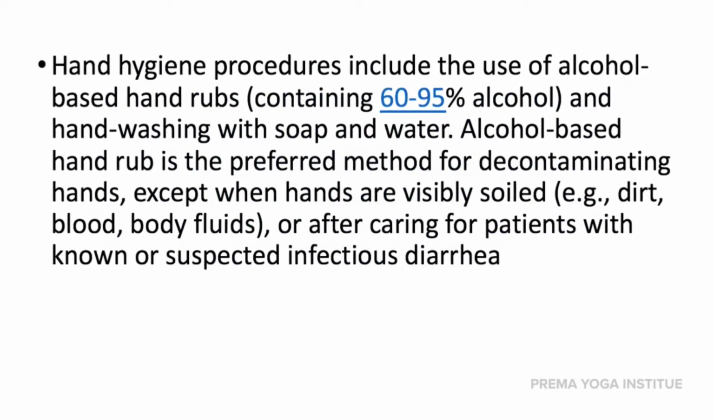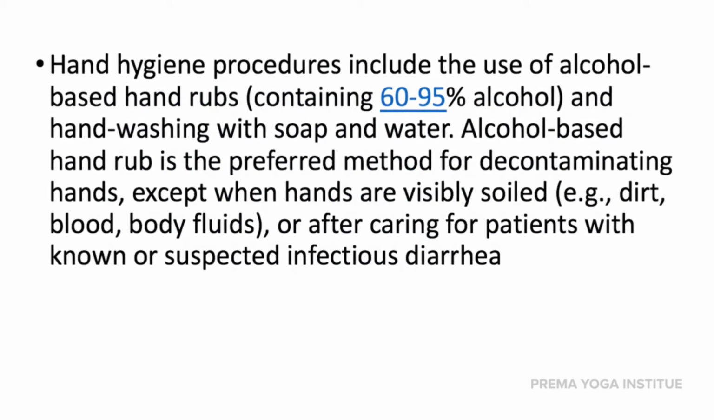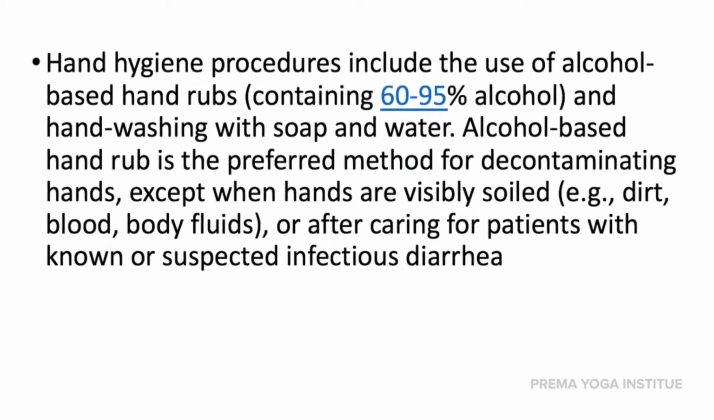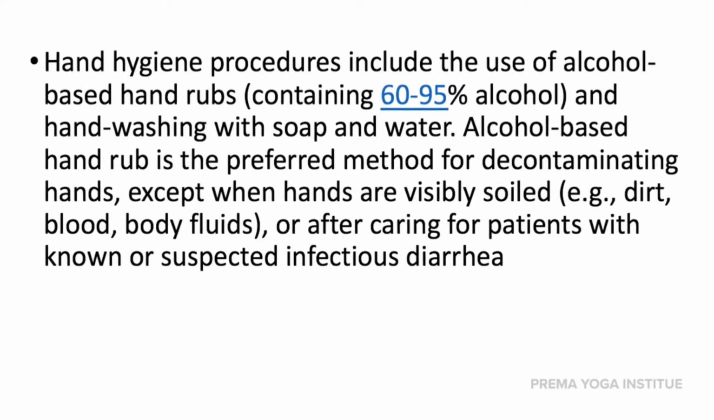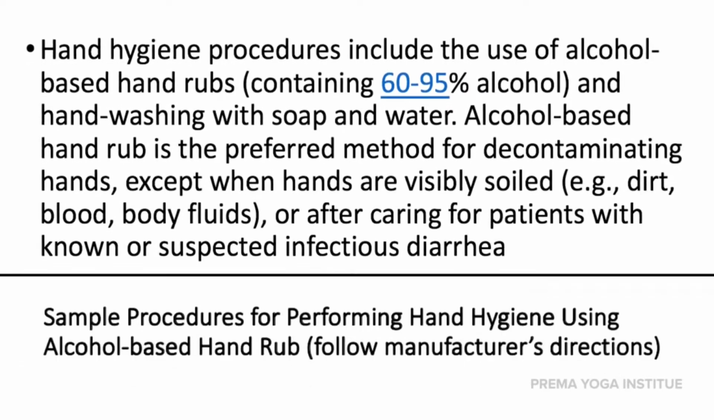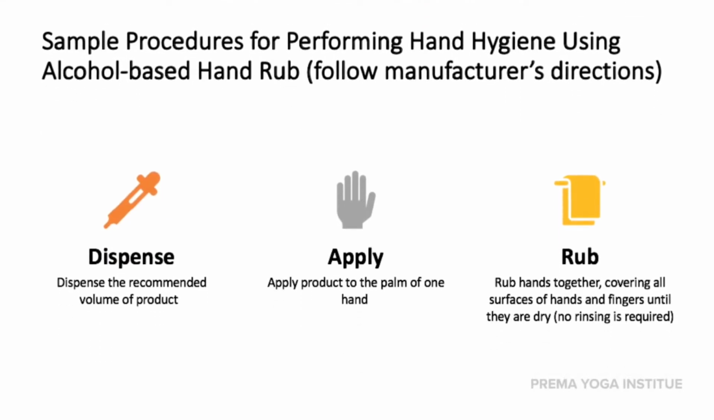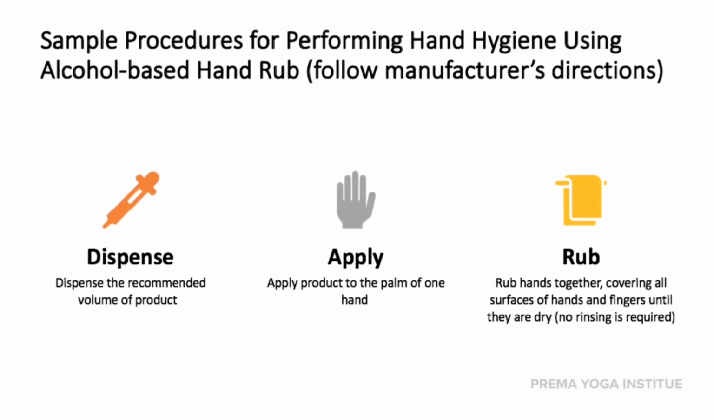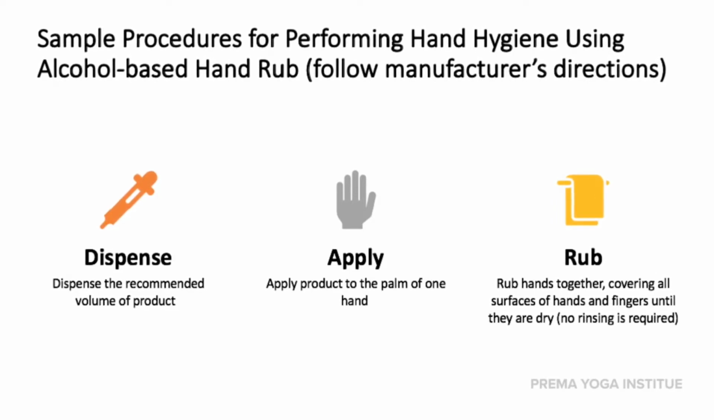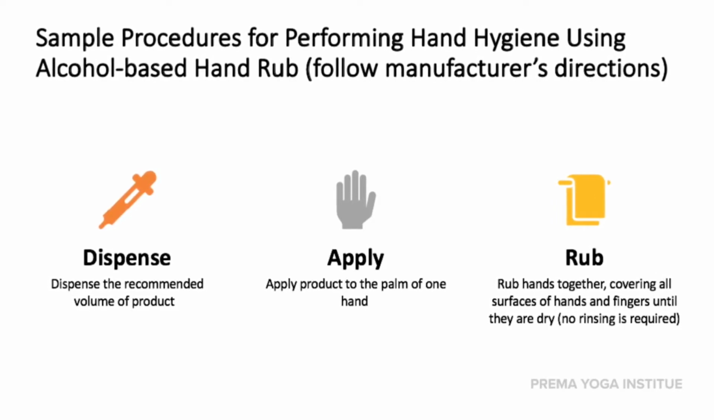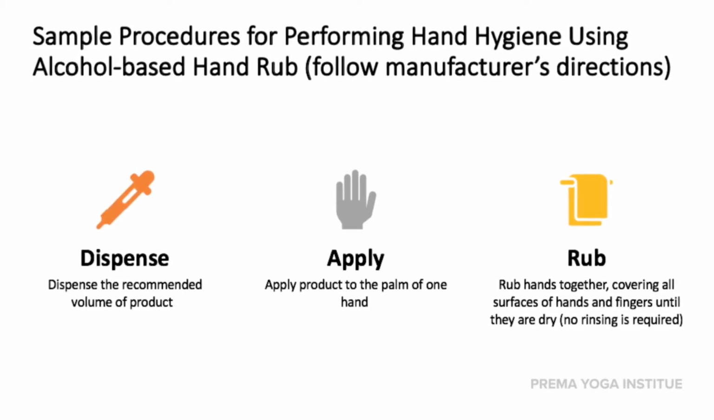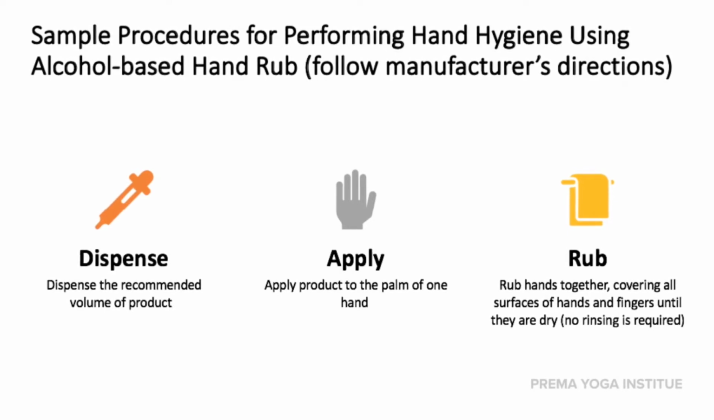Hand hygiene procedures also include the use of alcohol-based hand rubs and hand washing with soap and water. Alcohol-based hand rubs are the preferred method of decontaminating hands, except when hands are visibly soiled. Here are the sample procedures for performing hand hygiene using alcohol-based hand rubs. Dispense the product. Apply the product to the palm of your hand. Rub the hands together, covering all the surfaces of the hands and the fingers until they are dry.